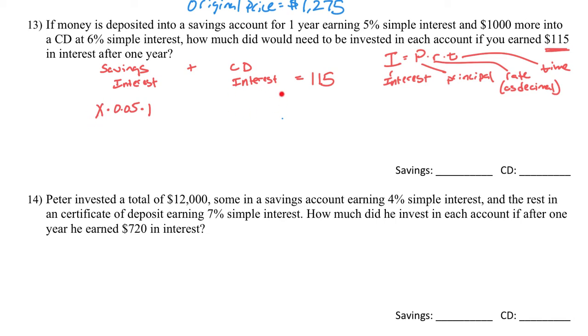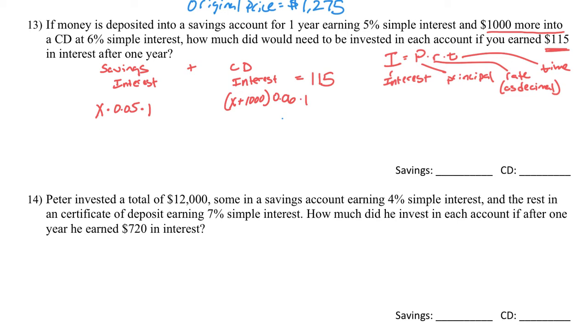Now for the CD, we're getting interest from the CD. Same formula, I equals P times R times T. So for the CD, our interest is going to equal the principal. Now for this one, it says the principal is $1,000 more. So that means we've got to add $1,000 to the savings. So this is going to be x plus 1,000. That's our principal, $1,000 more than the savings. This one earned 0.06, still for a year.